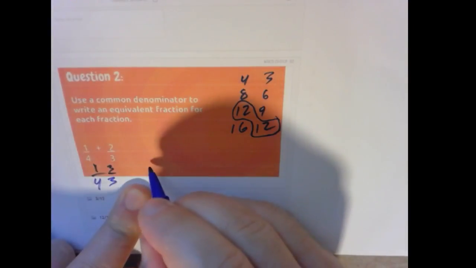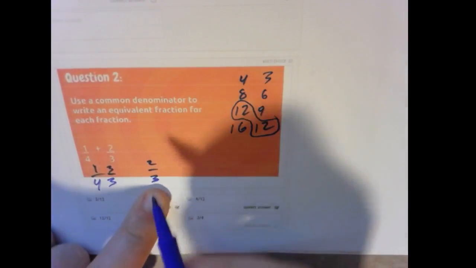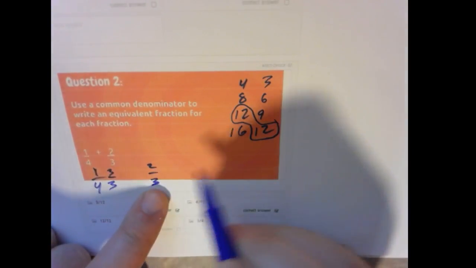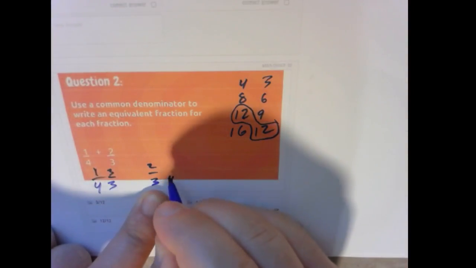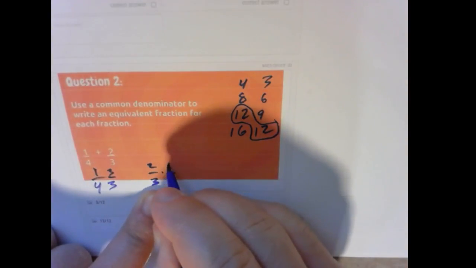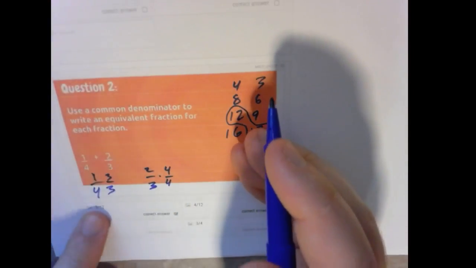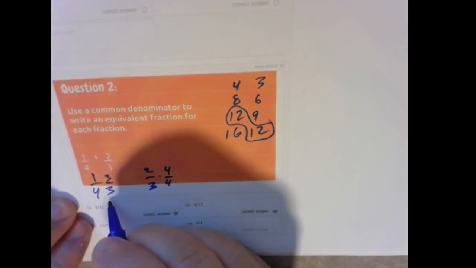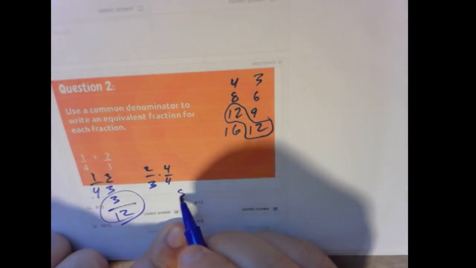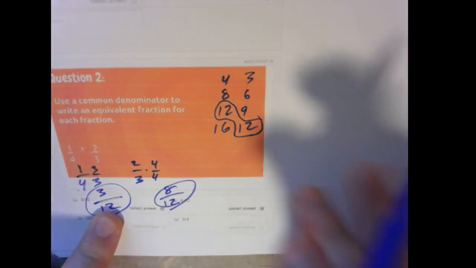Now I look at this fraction. How do I go from 3 to 12? Using multiplication, I would multiply by 4, both bottom and top. So I'm multiplying 2/3 by 4 over 4. So what does that give us? 1 times 3 is 3. 4 times 3 is 12. 2 times 4 is 8. 3 times 4 is 12. So 3 over 12 and 8 over 12 are our two fractions that now have a common denominator.